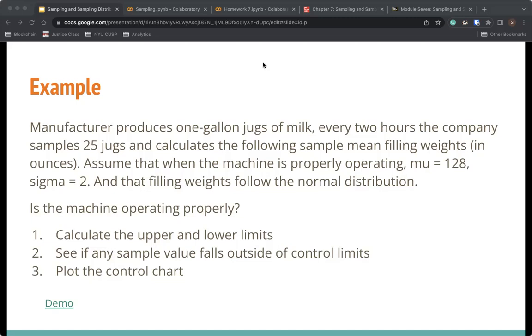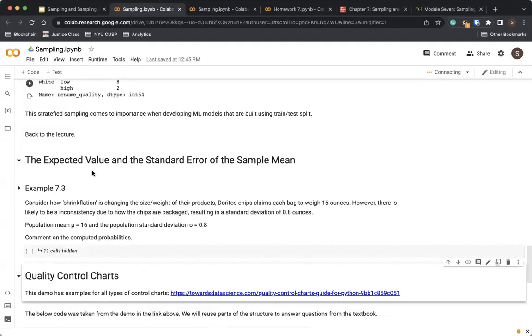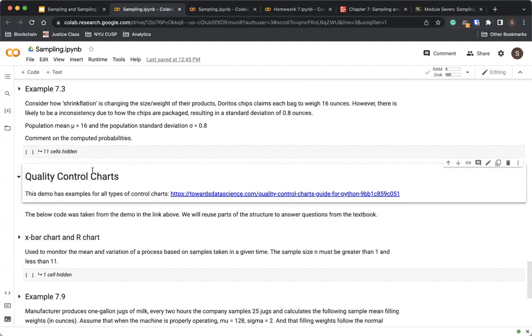So we're going to walk through this in Python, although you could really calculate all of this by hand just by using our formulas of taking the mean and multiplying it by 3 standard deviations above or below. But we're going to walk through this in Python, and this will be similar to what it looks like in homework.